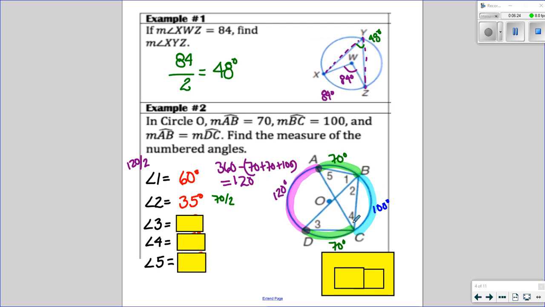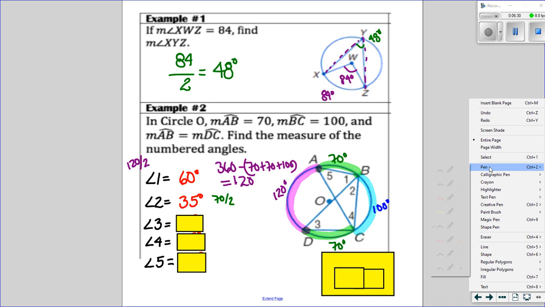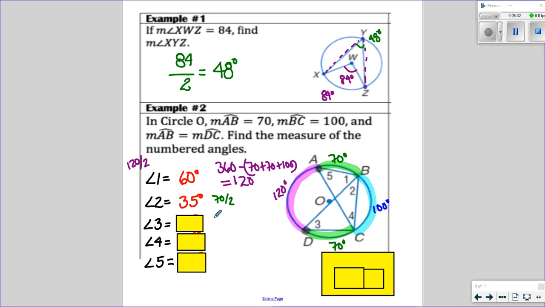Let's look at angle 3. Angle 3 is formed by BDC. The intercepted arc is 100. So the inscribed angle has to be half of that. So 100 divided by 2 gives us 50.